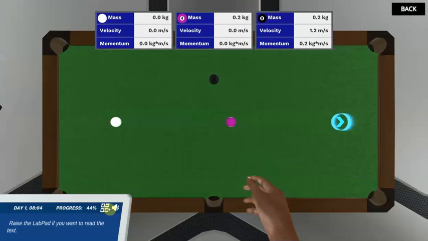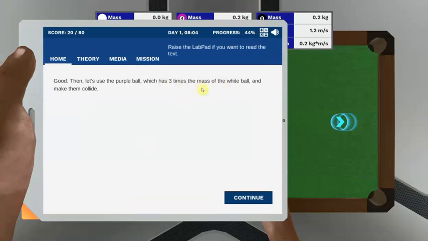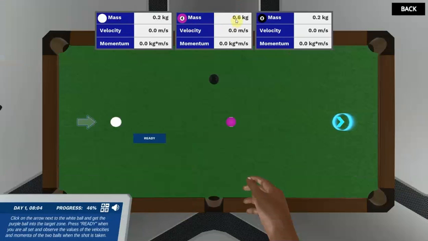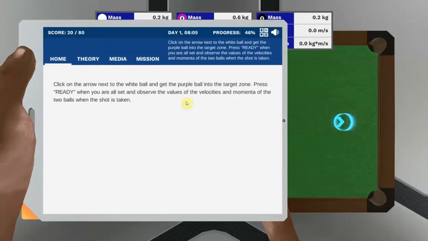Good. Then, let's use the purple ball, which has 3 times the mass of the white ball, and make them collide. Click on the arrow next to the white ball and get the purple ball into the target zone. Press ready when you are all set and observe the values of the velocities and momenta of the two balls when the shot is taken.